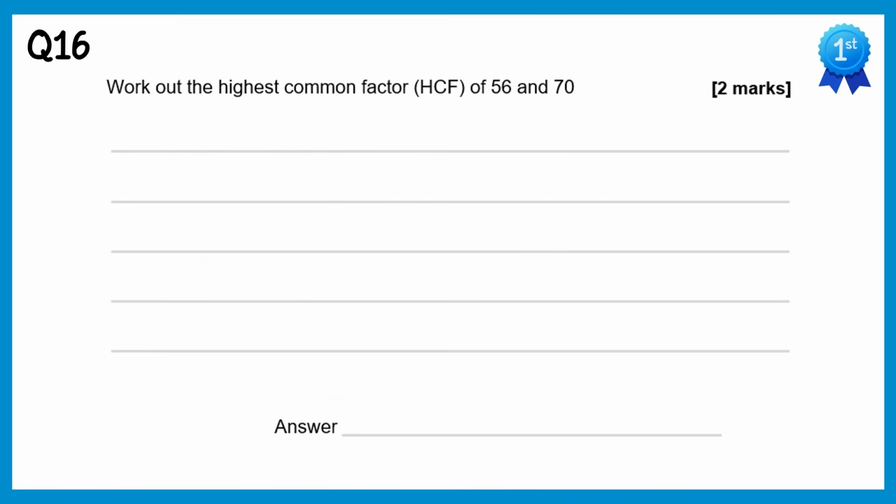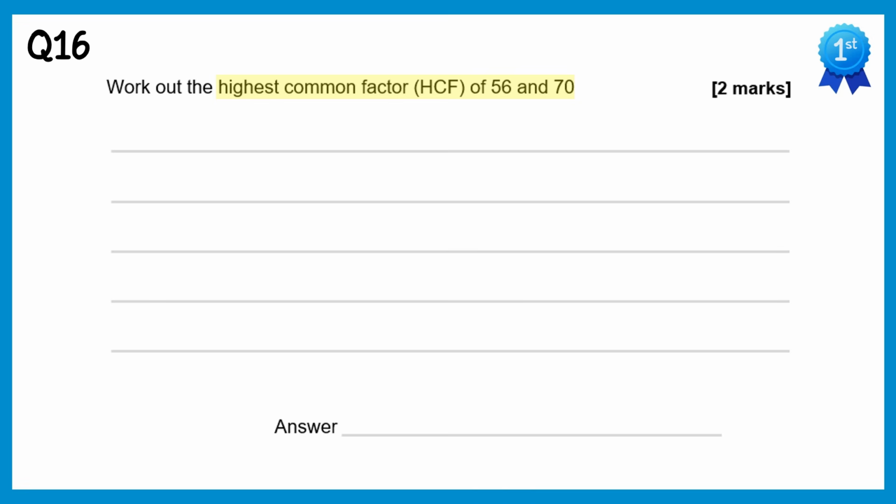For this question, we need to find the highest common factor of 56 and 70. To do this, I'm going to write each of those numbers in its prime factor form. Now you can do this very easily on most calculators. If you press 56 and then press equals, your calculator will just show you 56. That's important because it places 56 into the calculator's memory.